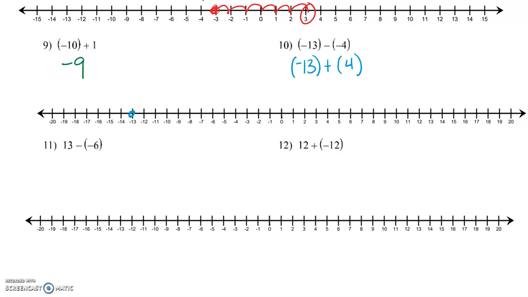So we're starting at negative 13. We're adding 4, so we're moving to the right. 1, 2, 3, 4 units, and your answer should be negative 9.